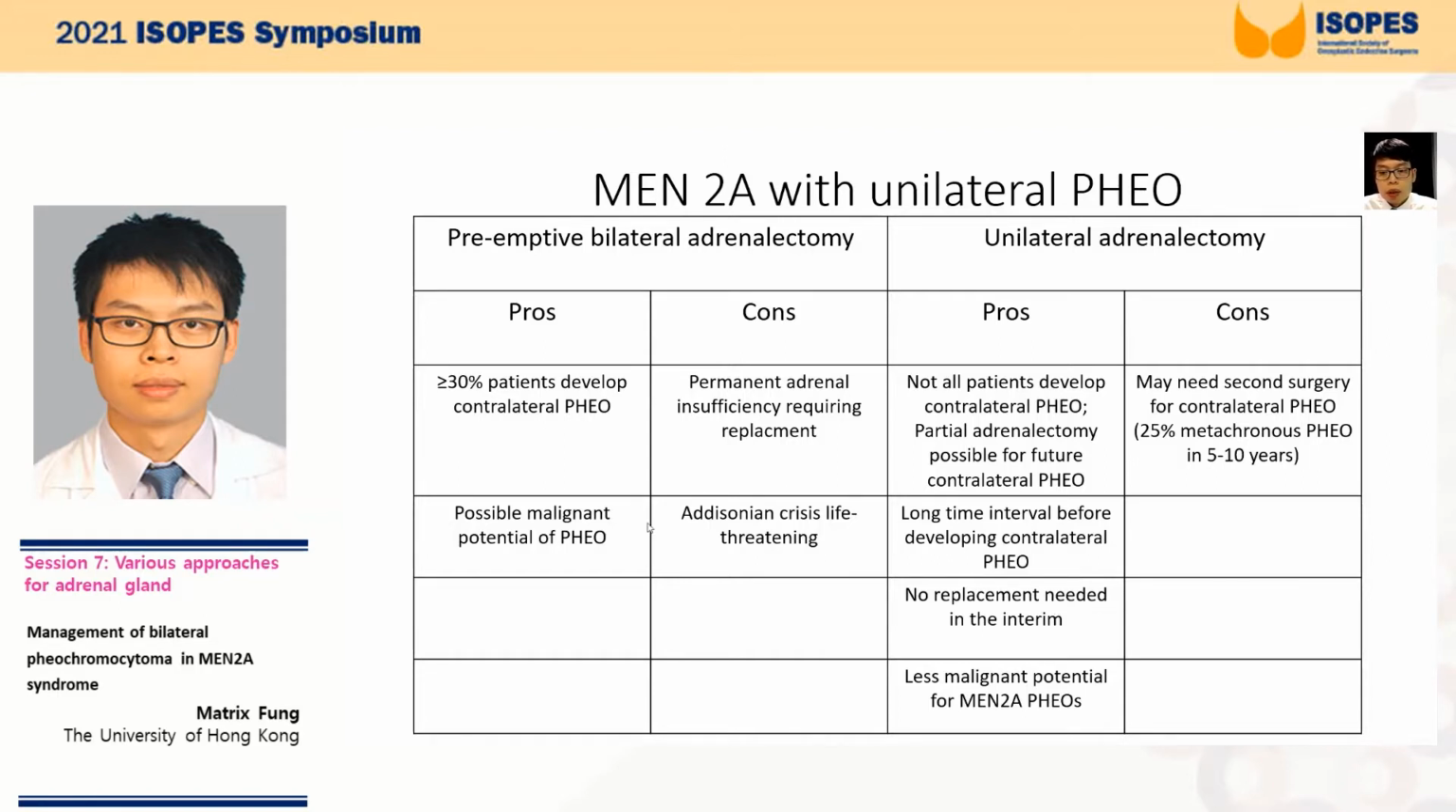Moreover, we know that the pheos in MEN2A are less likely to be malignant. The con of the unilateral approach is, of course, that the patients may need a second surgery if they develop a contralateral pheo.